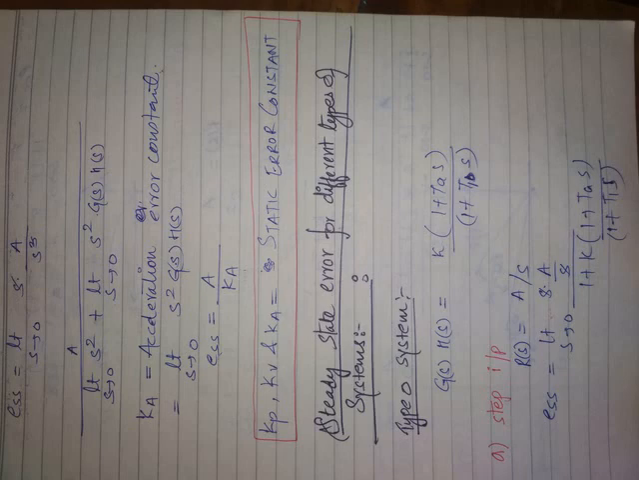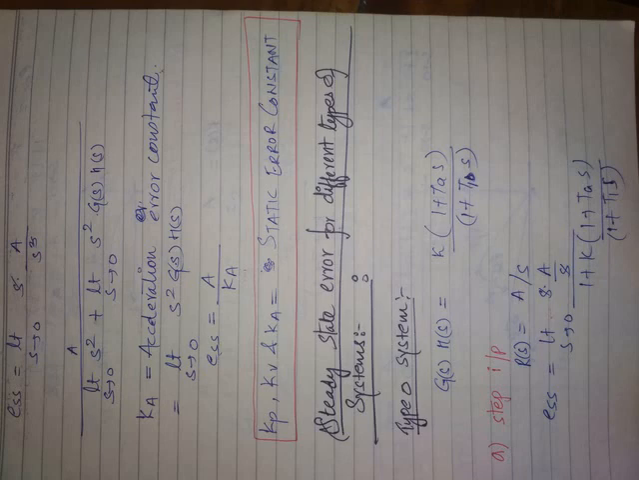Expression of error will become R of S by 1 plus G1 G2 H of S minus D of S G2 of S H of S by 1 plus G1 G2 H of S. This is the expression you have to use with respect to R or with respect to D. What is steady state error? This is the steady state error expression.